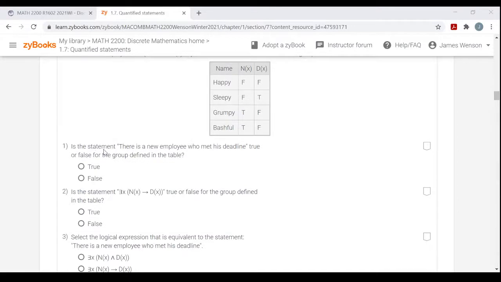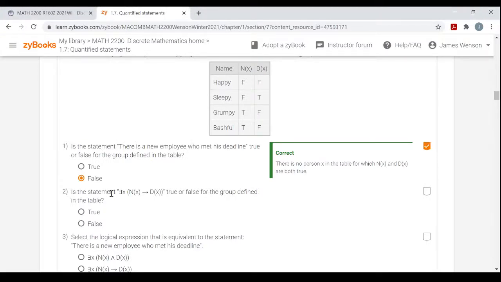Is the statement there is a new employee who met his deadline true or false? The question is, is there a new employee that met the deadline? So I don't need to look at the old employees, the people who aren't new. Happy and Sleepy aren't new. I'm not looking for them. Look at the new employees. Grumpy did not meet it. Bashful did not meet it. So of all the new employees, none of them made the deadline. So saying that there is a new employee who met the deadline, that's a false statement. I can't find one.